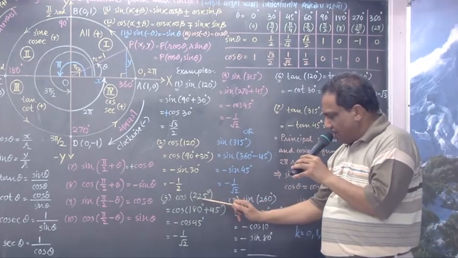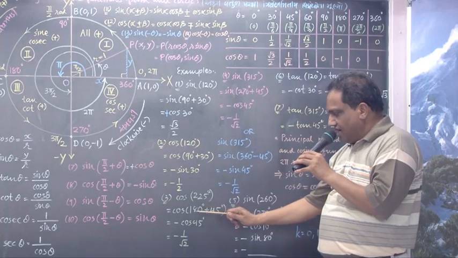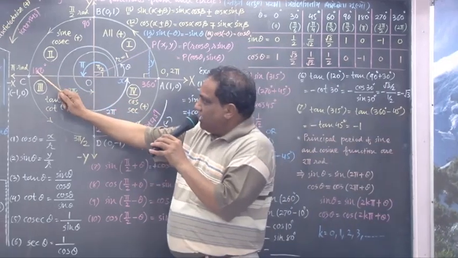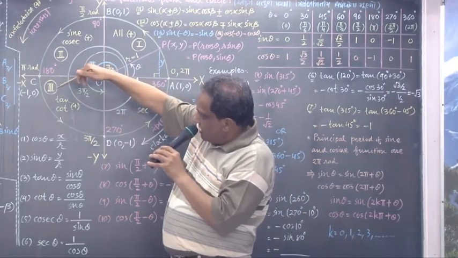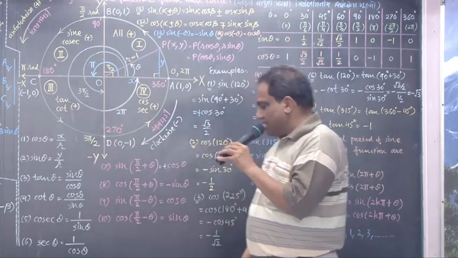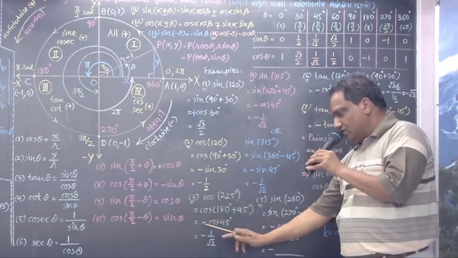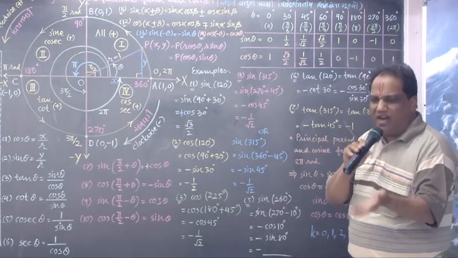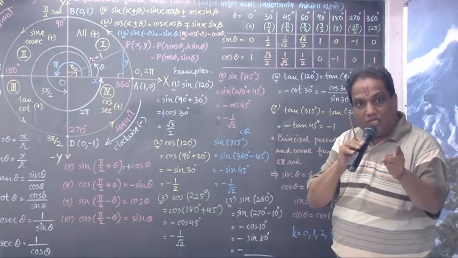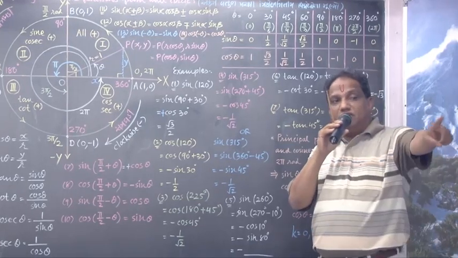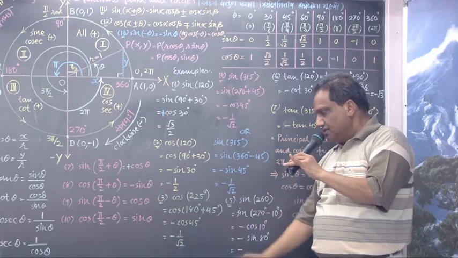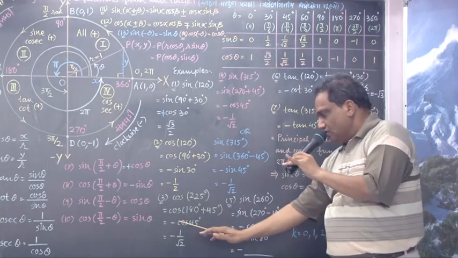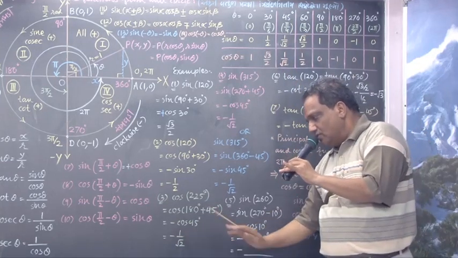Then cos of 225 degrees. Suppose you rewrite it as 180 plus 45. Look, 180 plus, you are in the third quadrant. The cos function is negative, so I should write a minus sign. Then 180 degrees means what? 90 times 2, and 2 is an even number. Don't change the function. Leave cos as it is. Cos of 45 degrees is 1 by root 2, so we attach the minus sign. So it is minus 1 by root 2.